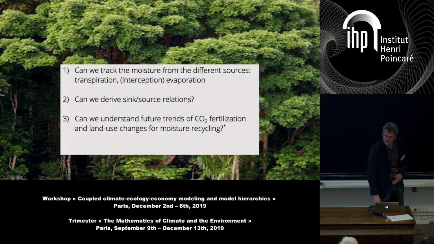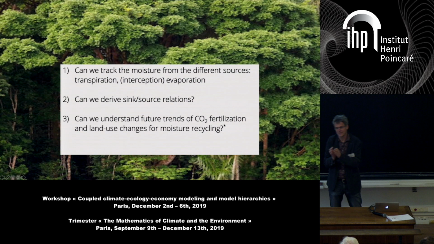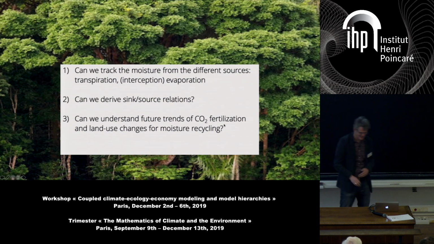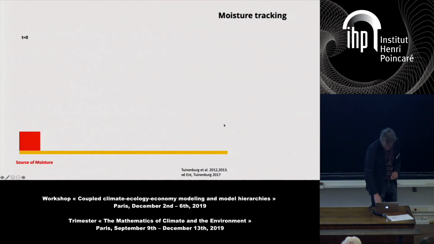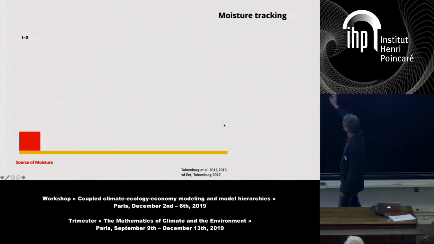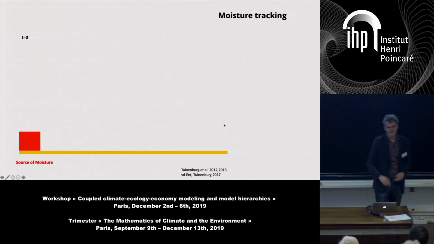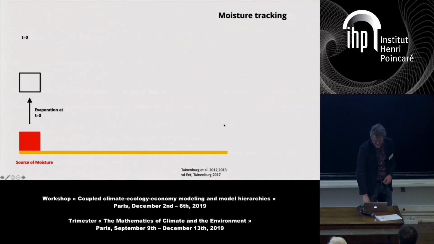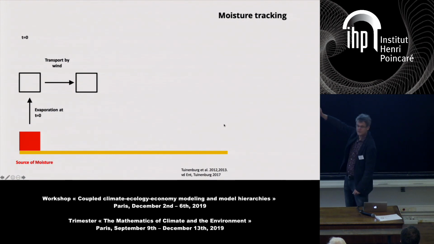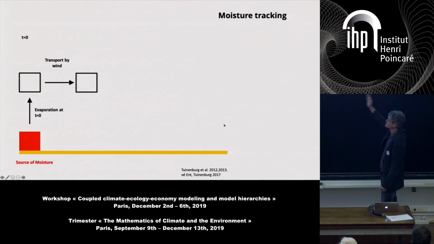I'll try to show a simple way of how we can track this moisture with particles in the moisture recycling. So this is the source of moisture. This is the land, there's a bucket of water at T is 0, and this can evaporate, going to the atmosphere, and then it moves by transport by the wind. We do this in three dimensions, depending on the wind speed, etc.